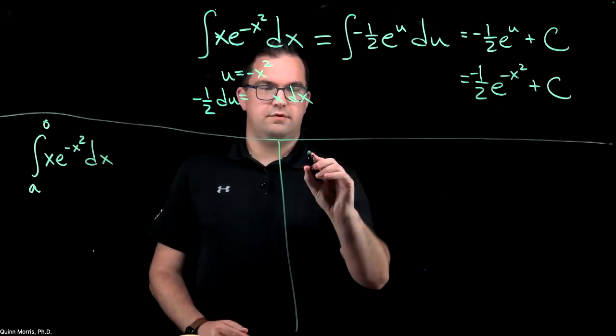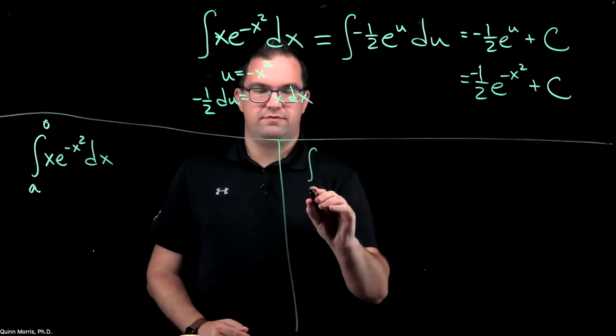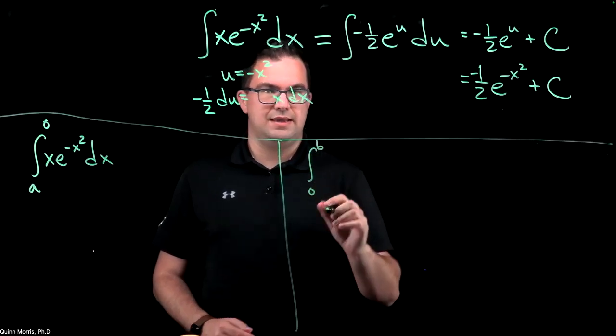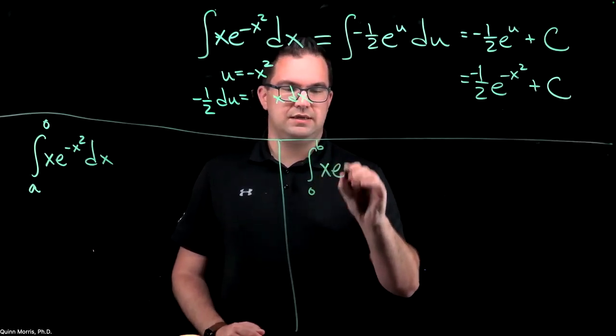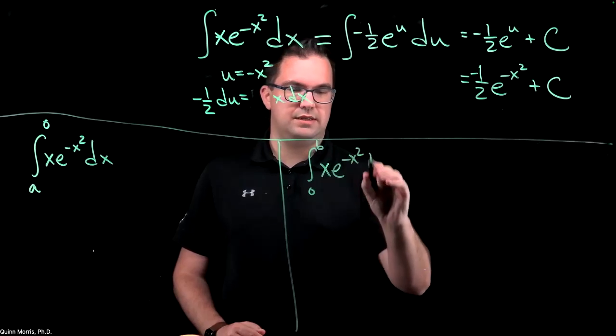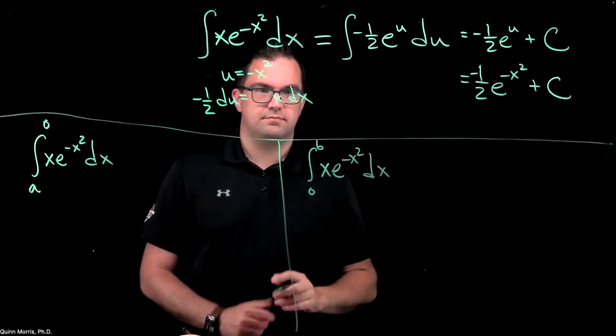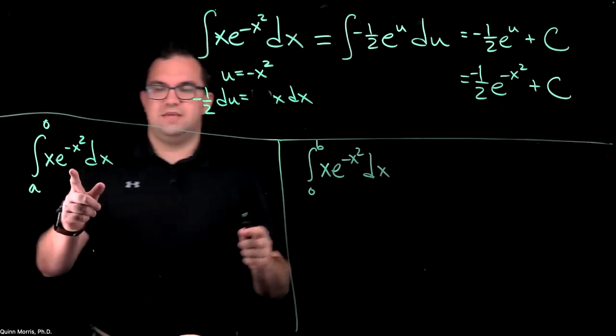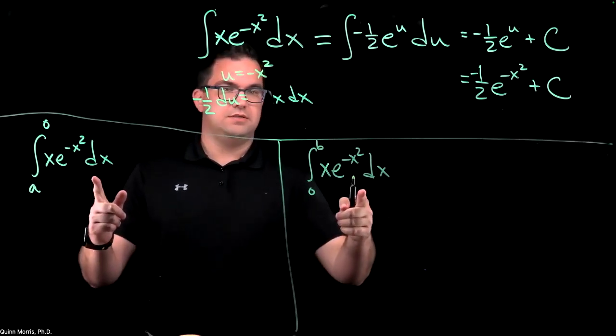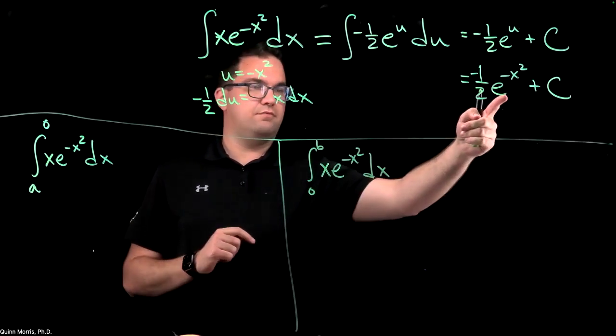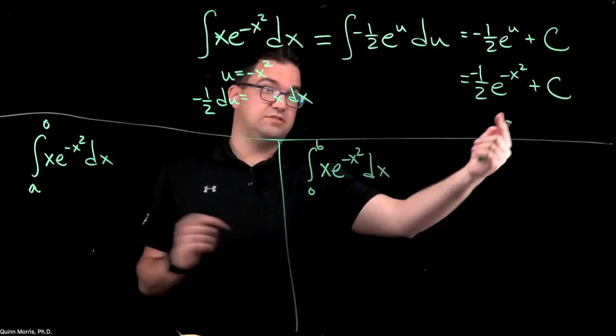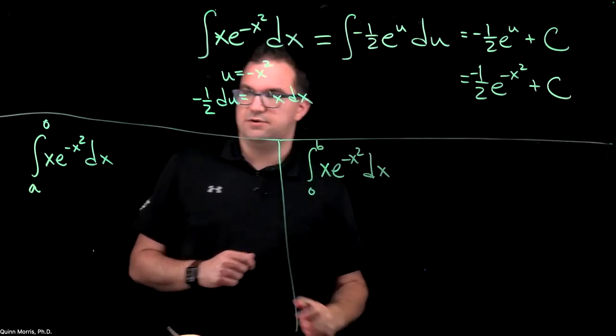Let me separate my board here. I'm also going to need to evaluate the integral from 0 to b of x e to the minus x squared dx. Now, for both of these, I can use the fundamental theorem of calculus. I already have all of my antiderivatives, and I just need one. So take c to be 0.